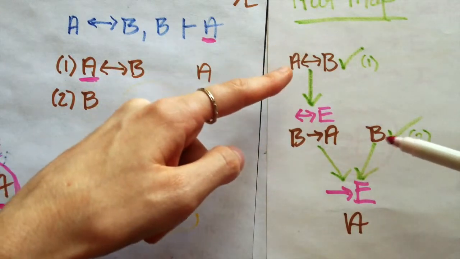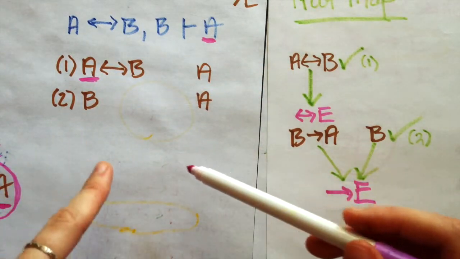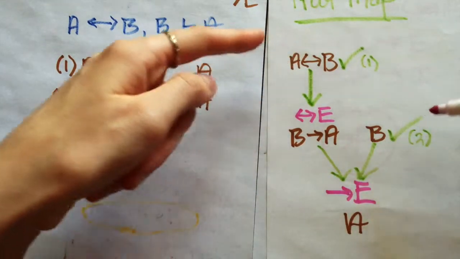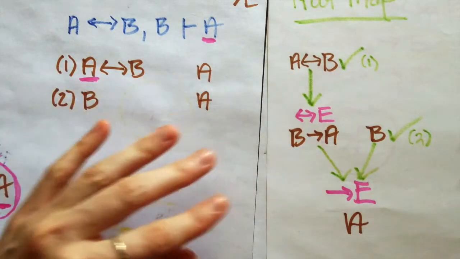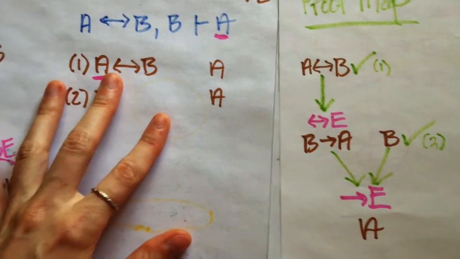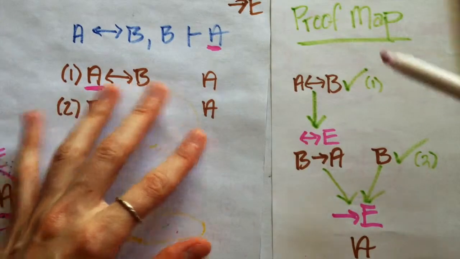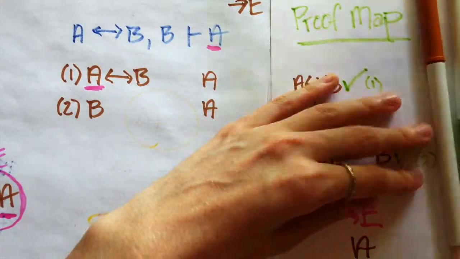So now, when we want to go over and write out the actual proof, you just start at the top and work down. And just format it correctly. You're basically just writing out what you've already got down in your proof map here.